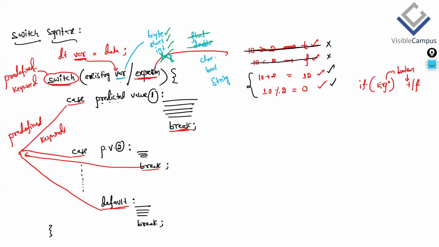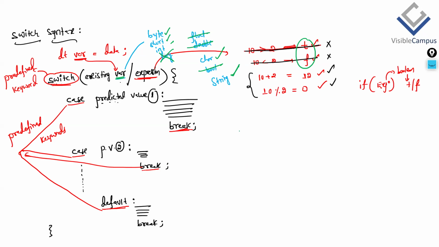Then can we use character? Yes, we can. Can we use boolean? No, because a true or false type of expression is not allowed. Therefore, boolean is not allowed. Can we use string? Yes, we can use string. So the variable type has to be byte, short, int, character, or string only. If you try to use something else, switch will throw an error. Clear? Yeah. So this is one.